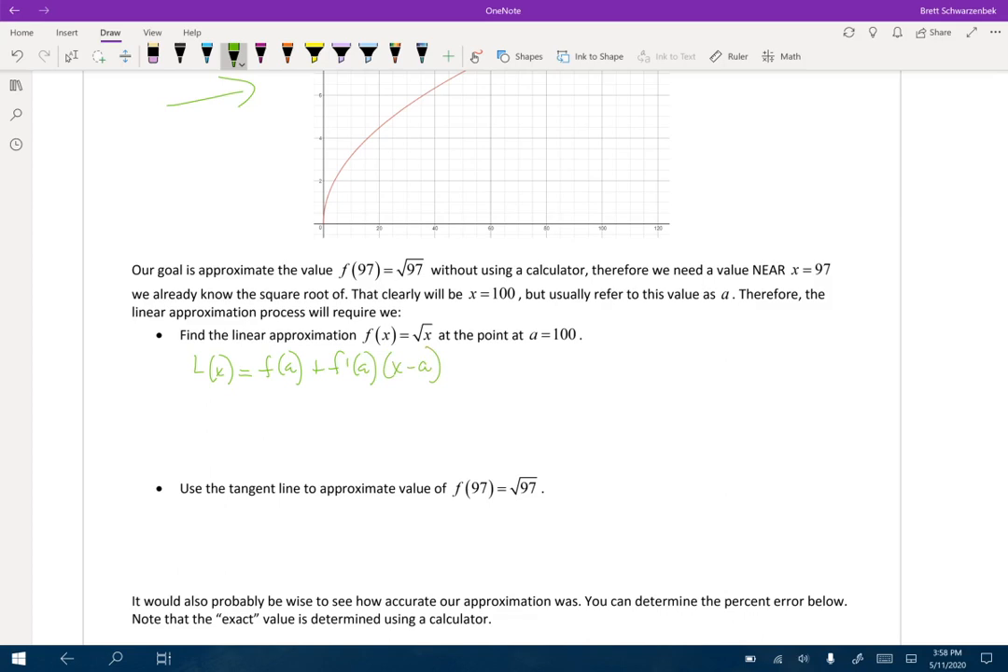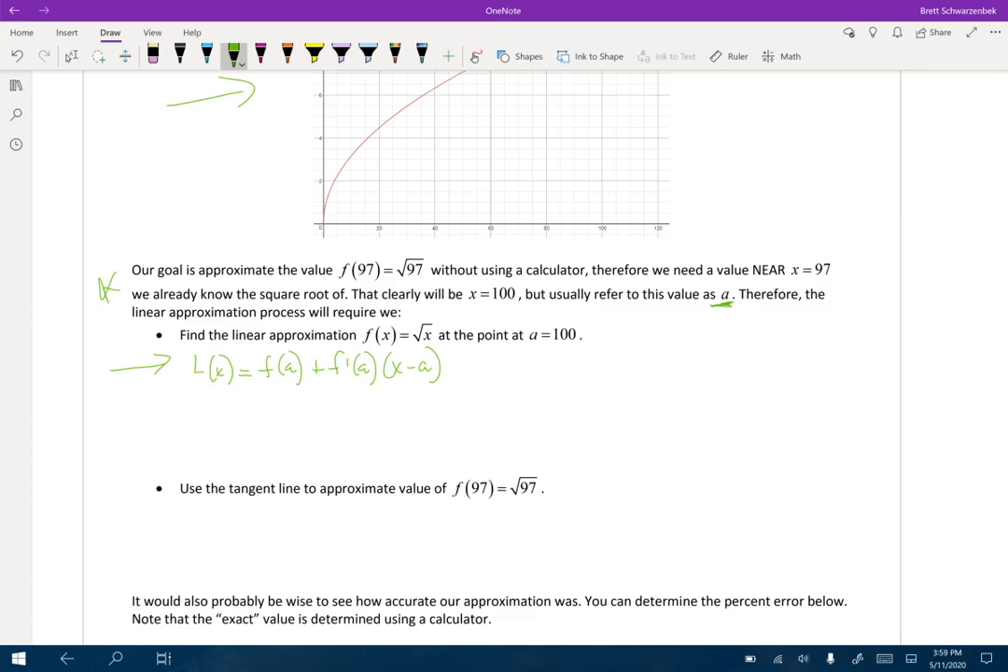So what would we do? It says our goal is to approximate the value f of 97 equals root 97 without using a calculator. Therefore, we need a value near x equals 97 that we already know the square root of. That clearly will be the value x equals 100, which we usually refer to as a. Now note, look at the formula. It has a lot of a's in it, doesn't it? So that's important. Therefore, what would we do for our values? We would find the linear approximation of f of x equals root x at the point a equals 100.